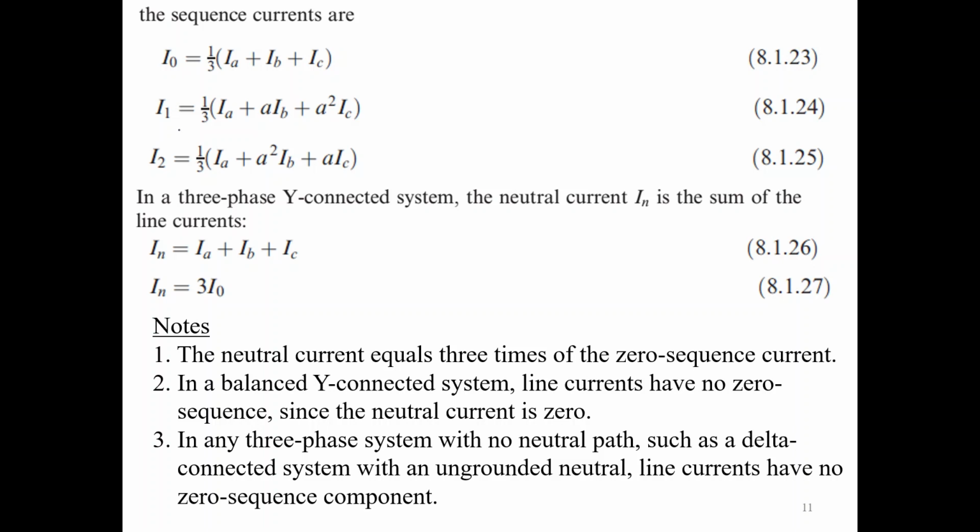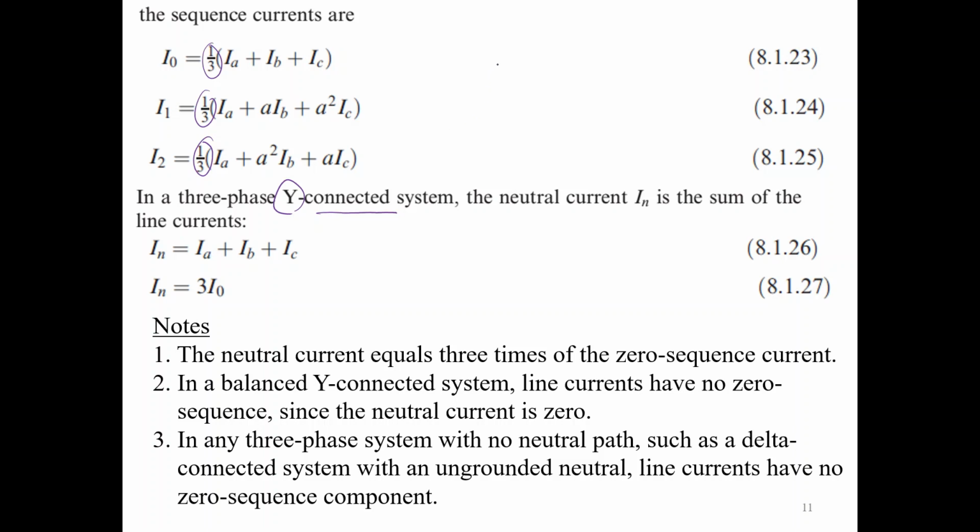Now you could see that for the sequence current, the coefficient one third tells us that this is the inverse. It comes from the inverse. So we can express I0, I1, I2 in terms of the phase quantities IA, IB, IC. Now again, if the three phases are Y connected, the neutral current is three times the zero sequence. Why is it so?